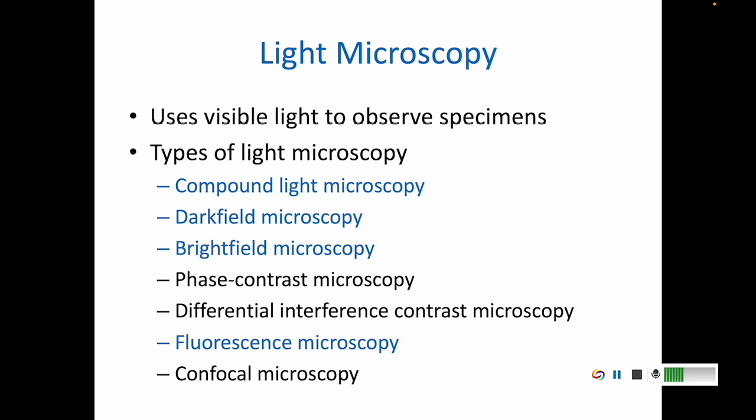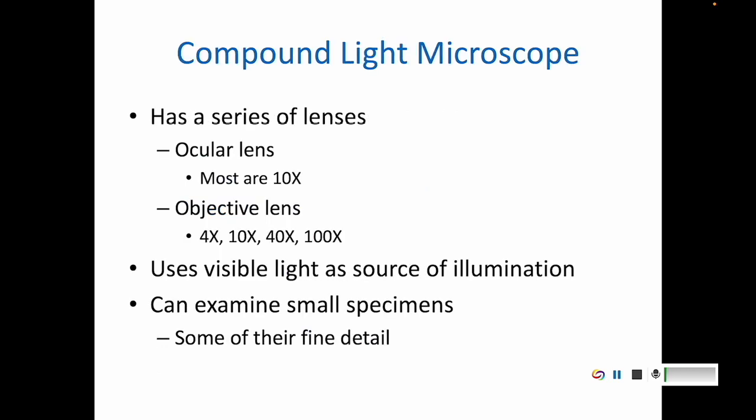We use light microscopy in lab. Light microscopy uses visible light to observe specimens. So it's going to take light that exists as a wavelength and use that as a basis for magnifying our images. There's lots of different types of light microscopy, but what we're really going to talk about is compound light microscopy, dark field microscopy, bright field microscopy, and fluorescence microscopy. Those are really the big ones here.